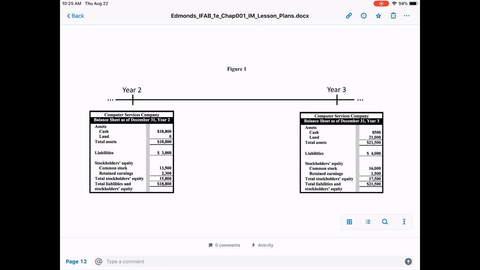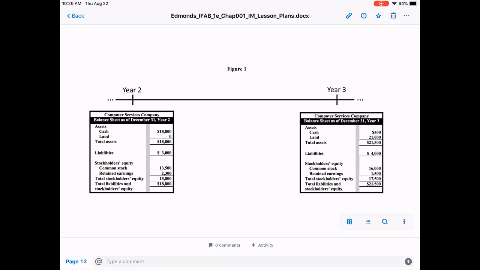So what I have for you here before we get started is just fictitious financial information for a computer services company from year 2 to year 3. As you can see here, we have assets, liabilities, stockholders' equity, and then the related accounts underneath those subheadings. Again, how that cash balance of $18,800 came about, that's what we're going to spend the rest of the semester looking through. But I thought it would be best to show you how they're interrelated, especially from year to year.